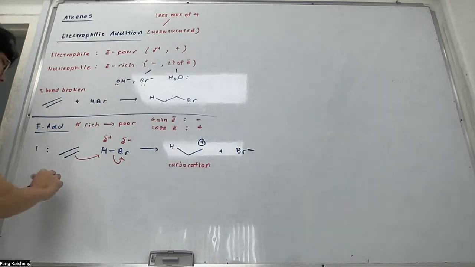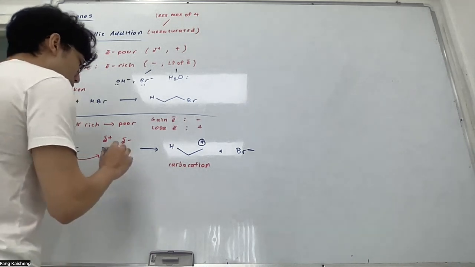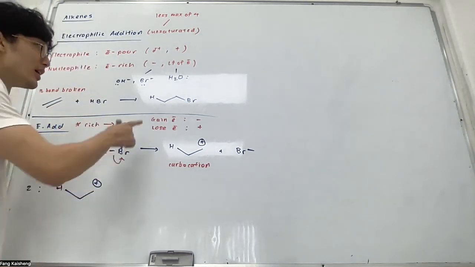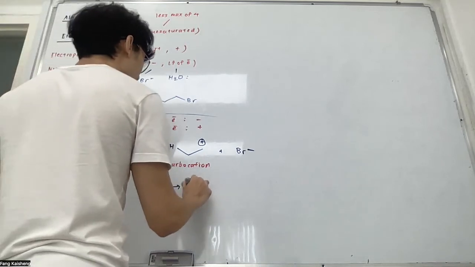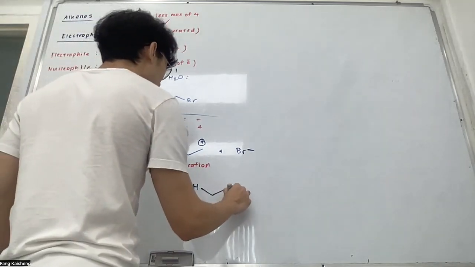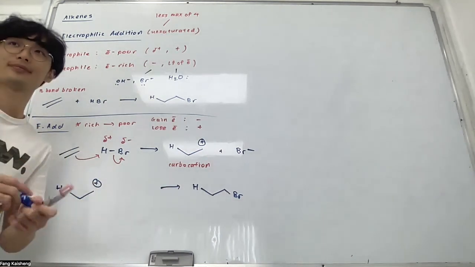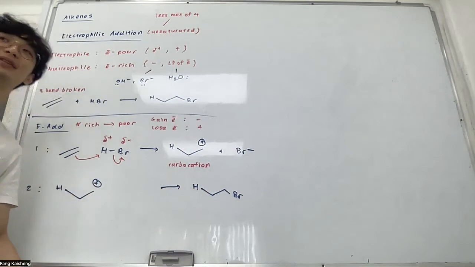And now the second step is very, very simple. Okay, we have the carbon and the plus charge. What do we do next? You take a look at the overall equation. This second step is the final step. And the final step must definitely have this guy over here, right? So what do you think must happen in the second step in order to get the final product? This guy has a plus charge, but then suddenly the guy is a Br. So what must happen?